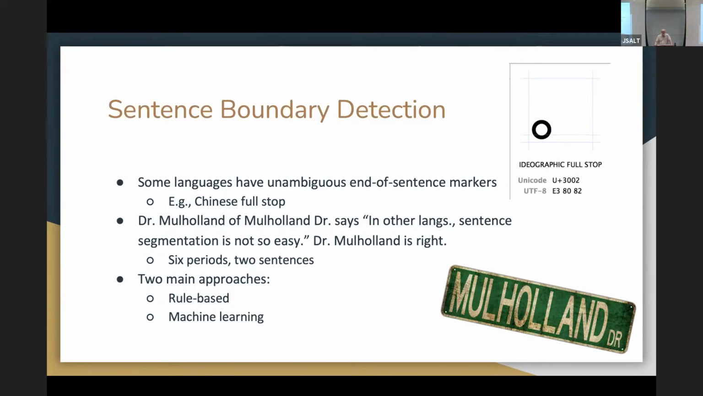That's a problem. And machine translation really likes to have parallel sentences. Right? So if you're building this big parallel collection, you want the things on both sides to be sentences. So you want to be able to find where they are. And you can do that rule-based or through machine learning.